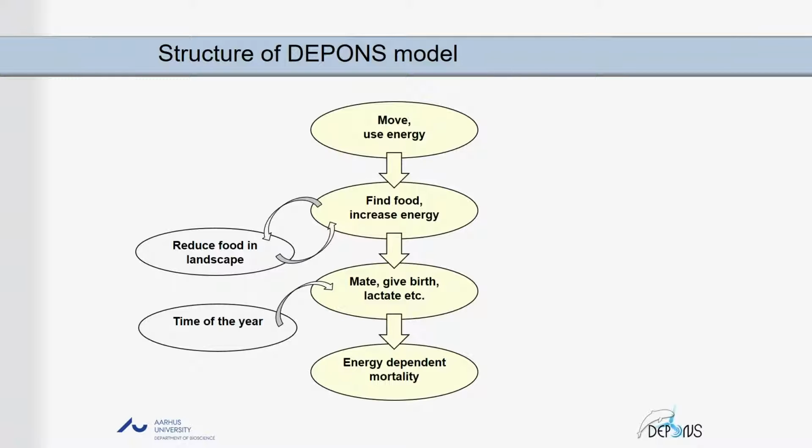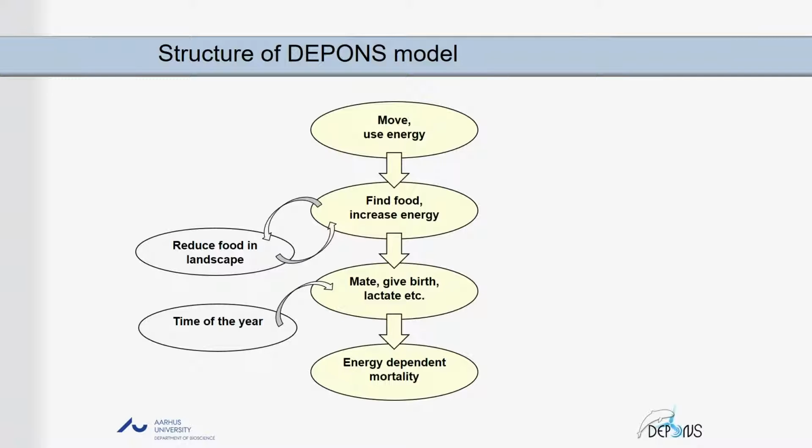So the third circle from the top is that at certain times of the year, the animals may mate, give birth, lactate, and do other things just like they do in nature. And we have incorporated that in the model based on data from the literature.